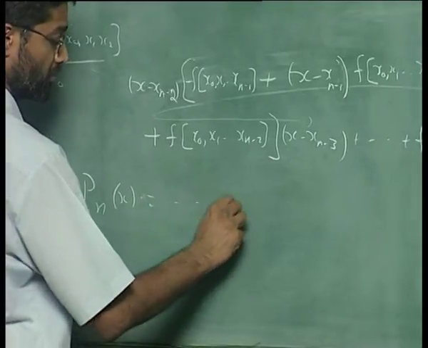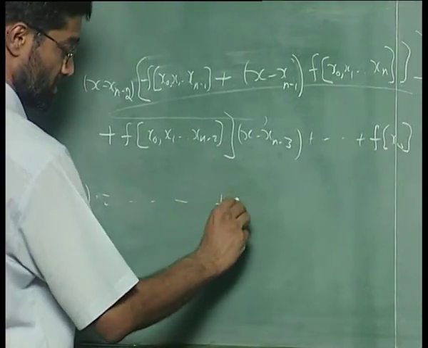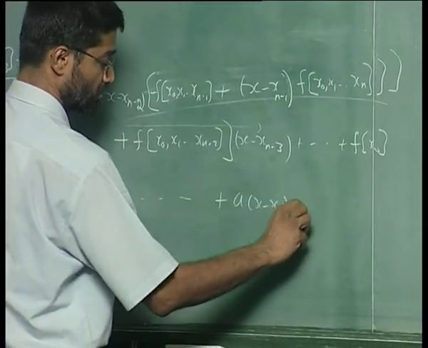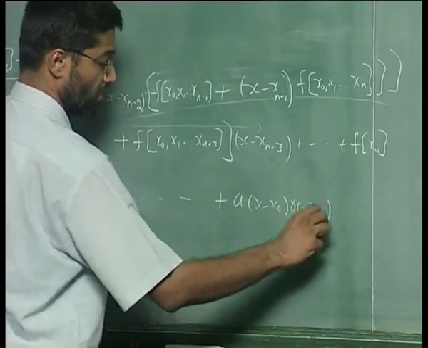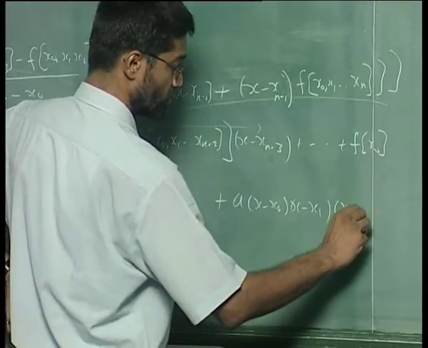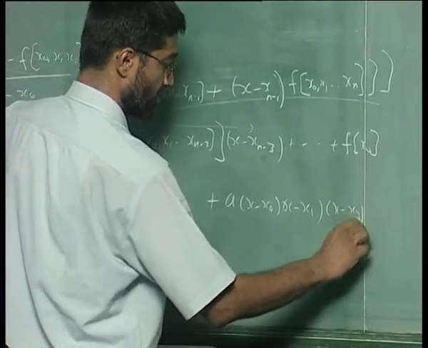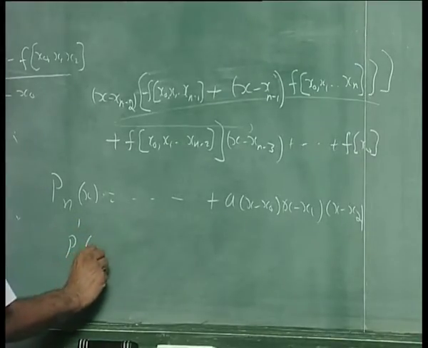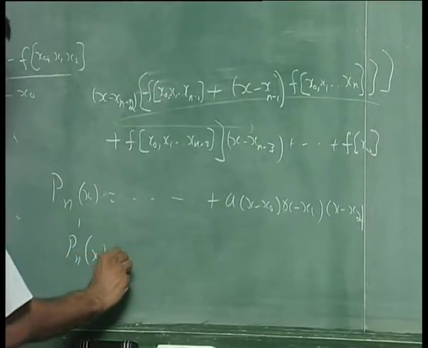So, we have many terms, and then we have one term which is some coefficient times x minus x 0 into x minus x 1 into x minus x 2 etc. Now, if I take the derivative of that polynomial, the derivative will have this term.